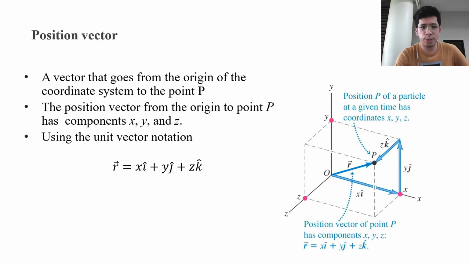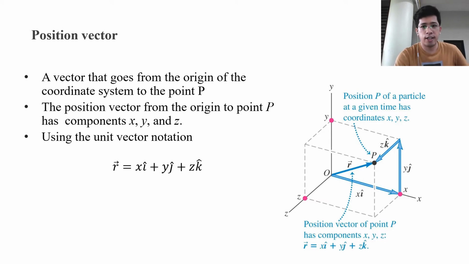So to start with, let us talk first about the position vector. If you remember, we started lesson 2 with the distance and displacement. And distance and displacement both talk about your position. This time you're going to talk about the position vector. The position vector is a vector that goes from the origin of the coordinate system to the point P.